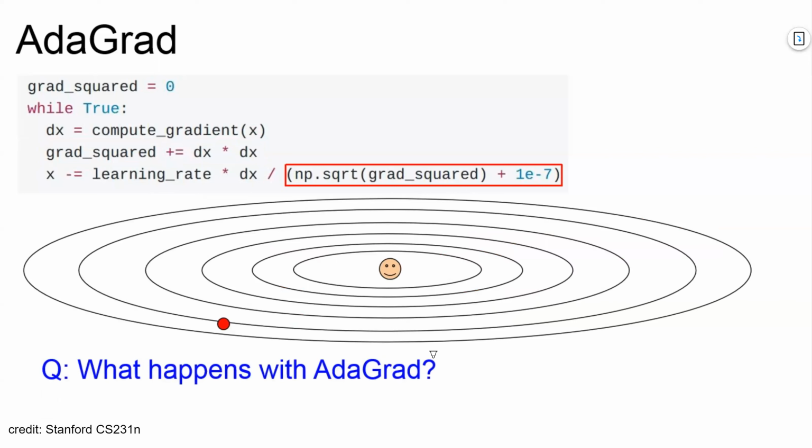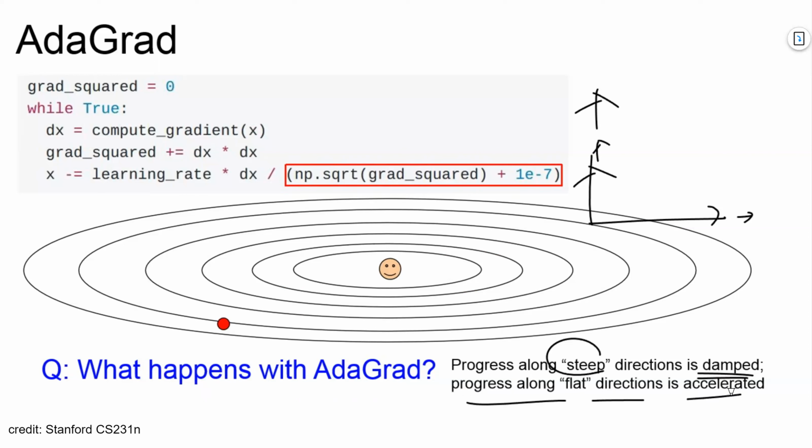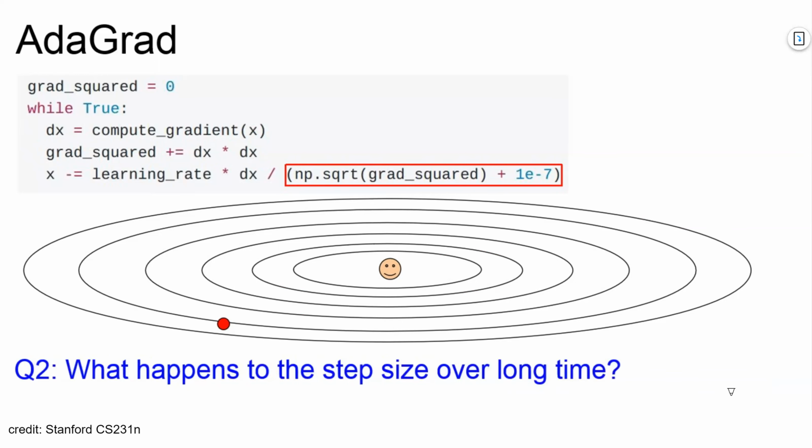And what happens with AdaGrad? Progress along steep directions is damped. I showed you this picture. And progress along flat directions is accelerated. That's what AdaGrad is doing. And what happens to the step size over a long time? Think about it on your own after stopping this video.